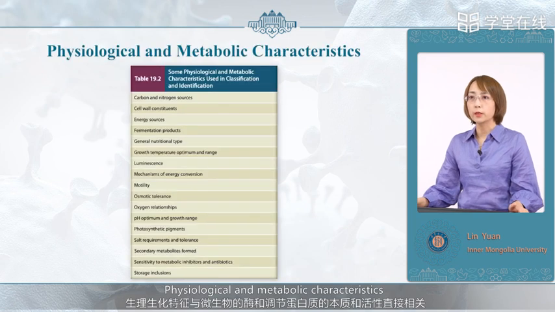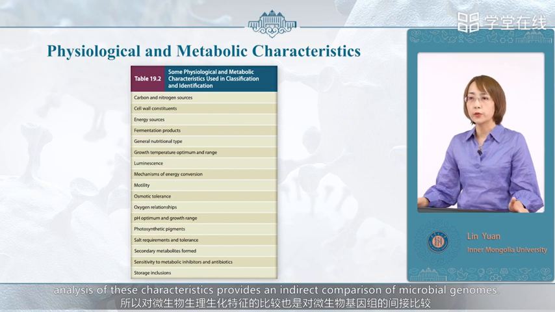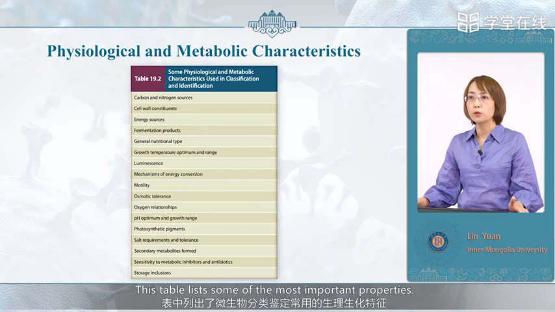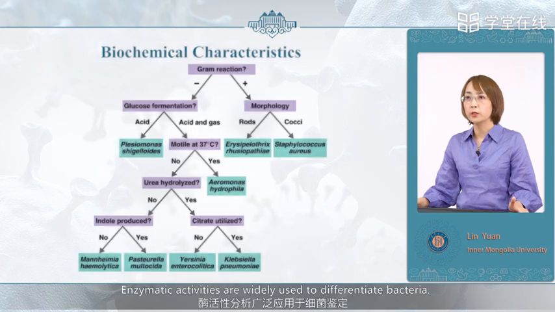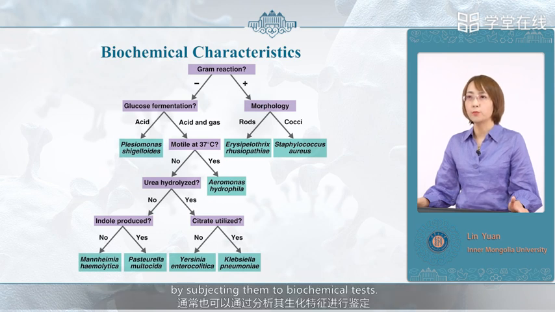Physiological and metabolic characteristics are directly related to the nature and activity of microbial enzymes and transport proteins. Because proteins are gene products, analysis of these characteristics provides an indirect comparison of microbial genomes. This table lists some of the most important properties. Enzymatic activities are widely used to differentiate bacteria. Even closely related bacteria can usually be separated into distinct species by subjecting them to biochemical tests.